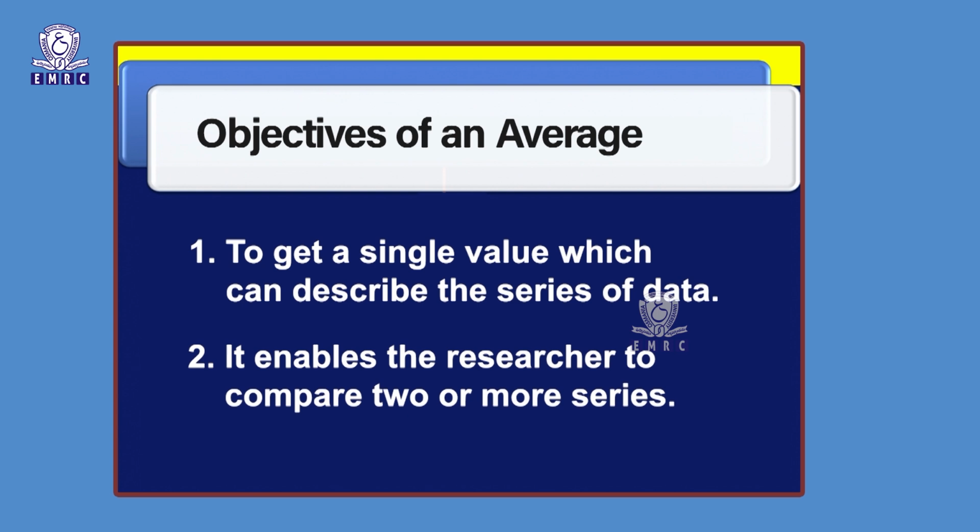It enables the researcher to compare two or more series. Comparison can also be made at a point of time or over a period of time. For example, the cost of living in India and the cost of living in United States of America can be compared, or the standard of living of two cities in India can be compared by comparing the average household income of those cities. However, while making comparison, the researcher should always consider the impact of multiplicity of forces which influence the data.